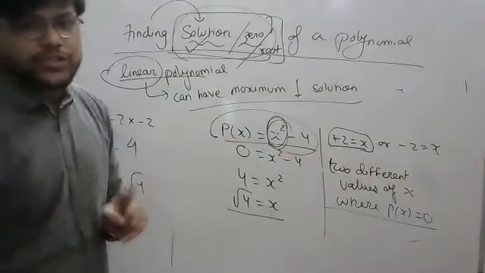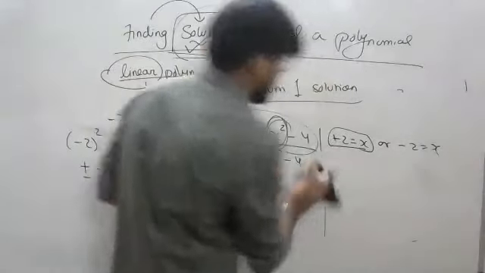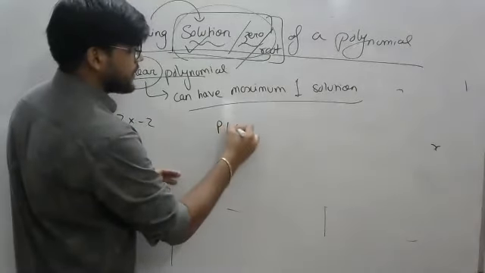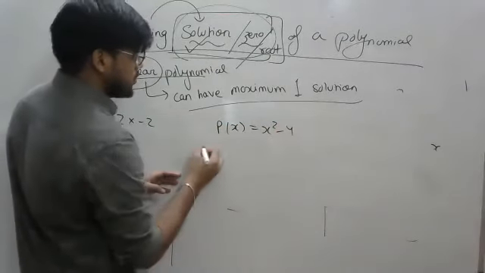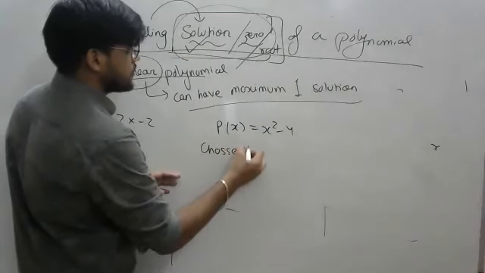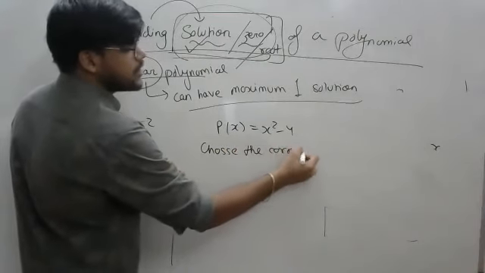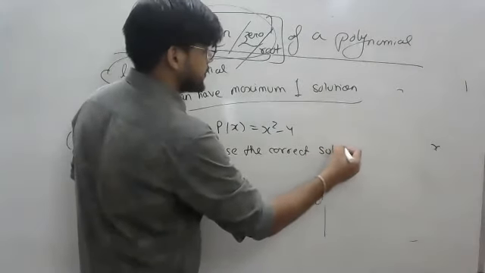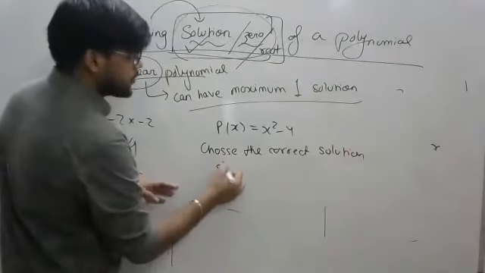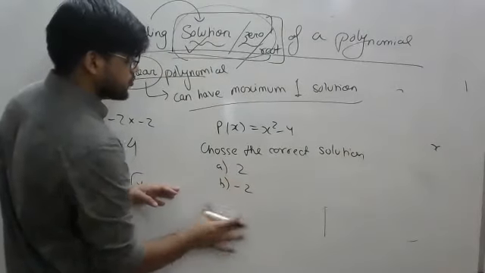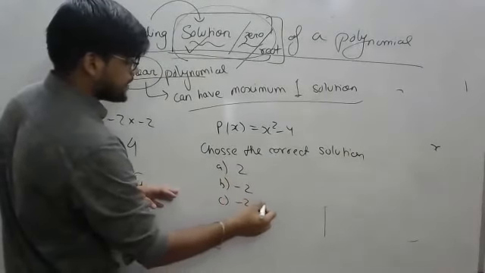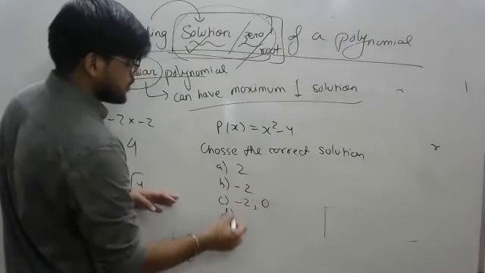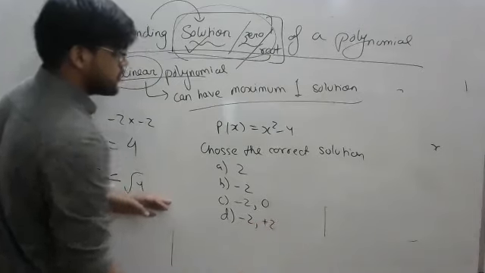Acha, this is a very good question, Osh. So if in an exam, see, I'll explain to you. If you get this kind of question, p of x equals x square minus 4. Choose the correct option. Suppose you have to select the solution. Choose the correct solution. If the options are 2, minus 2, and 0, minus 2 and plus 2.